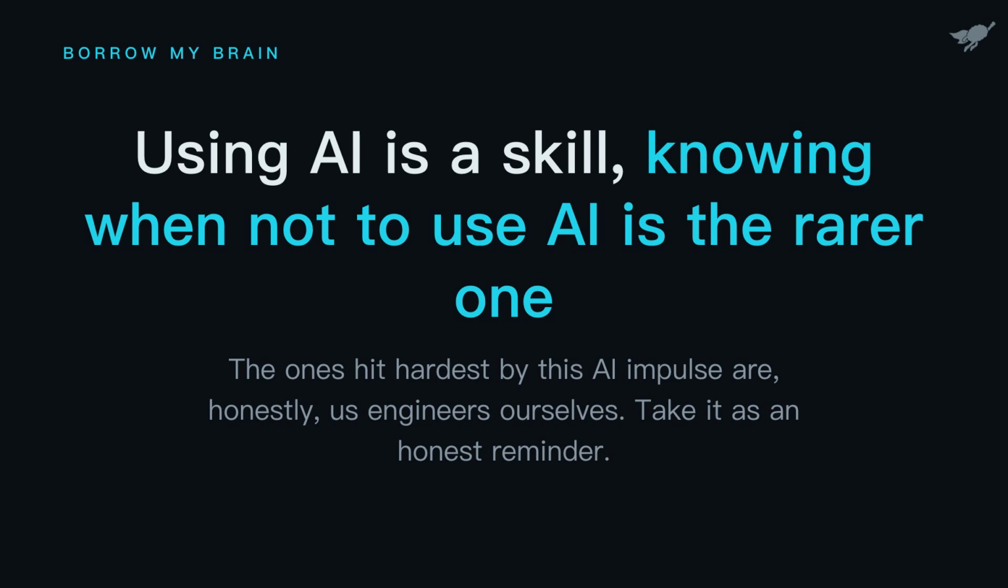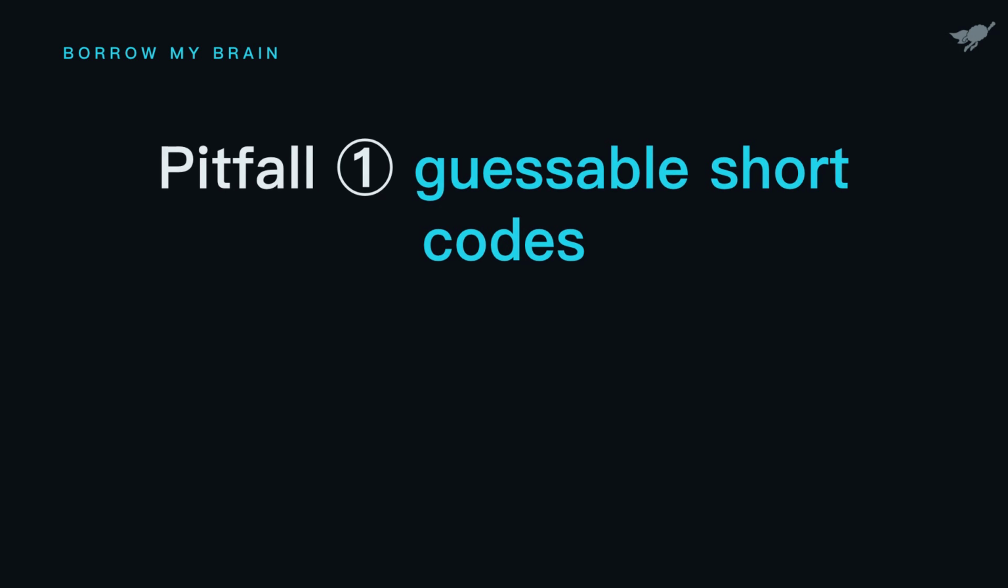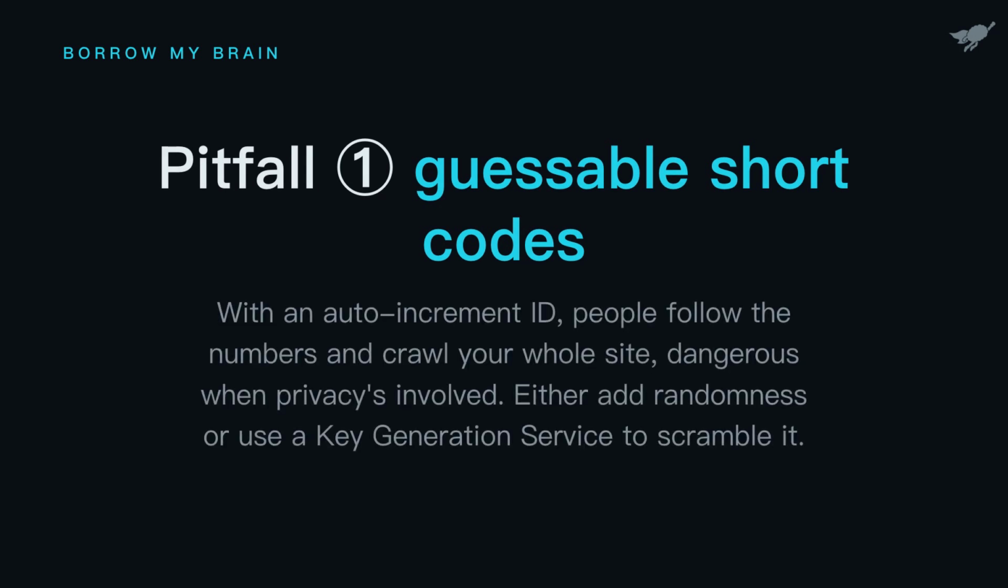Before we wrap, a few real pitfalls. Don't skip them. 1. Shortcodes are guessable. With an auto-increment ID, someone can follow the numbers and crawl every link on your site. And when privacy's involved, that's dangerous. Either add randomness or use a key generation service to scramble it.